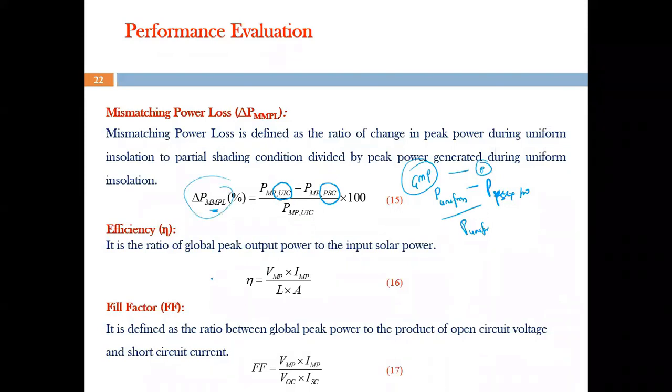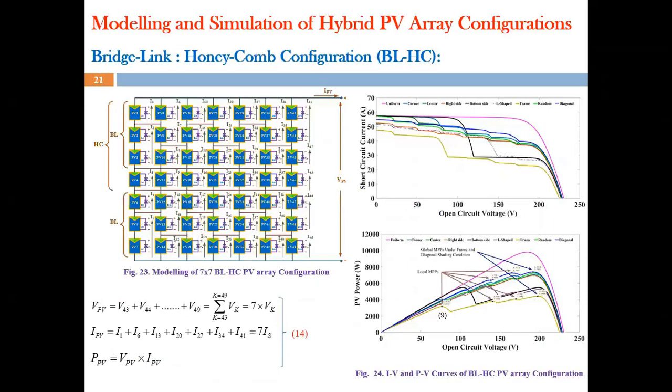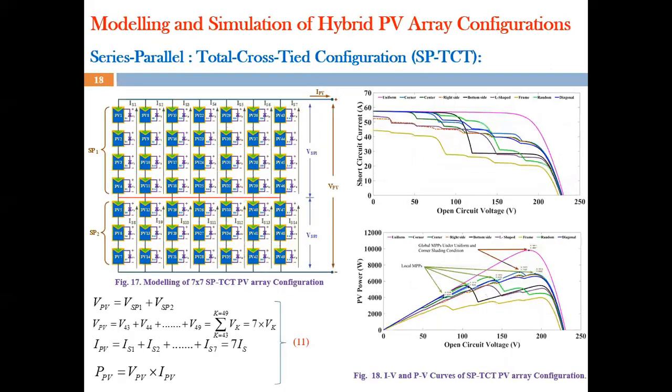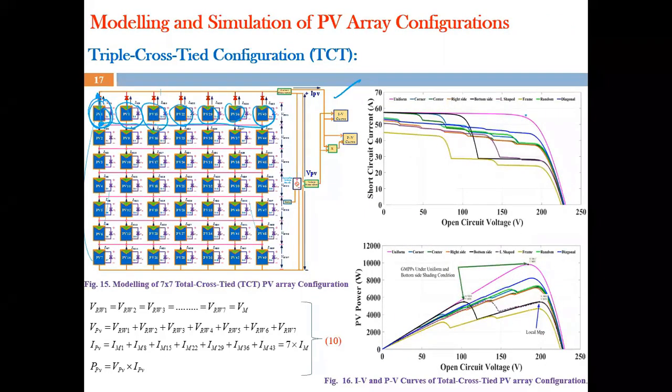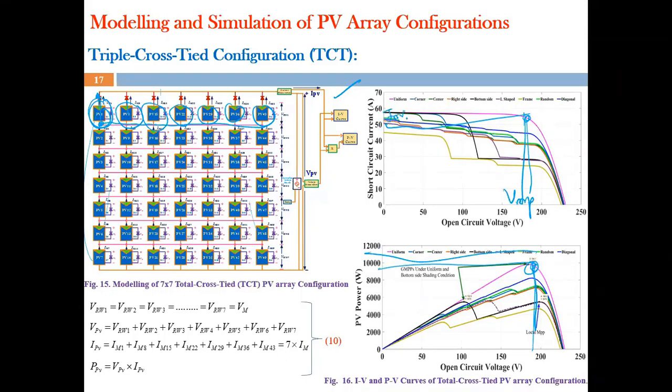Next, if I want to find out the efficiency, how much voltage and how much current you received. Suppose you consider one particular point. What is the voltage at this point? Suppose this is the IV curve you have taken. So at what voltage? VMP, IMP. At what point are you getting the global maximum power point?